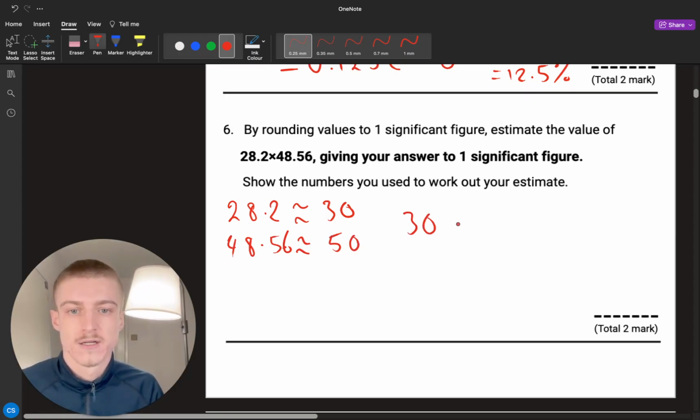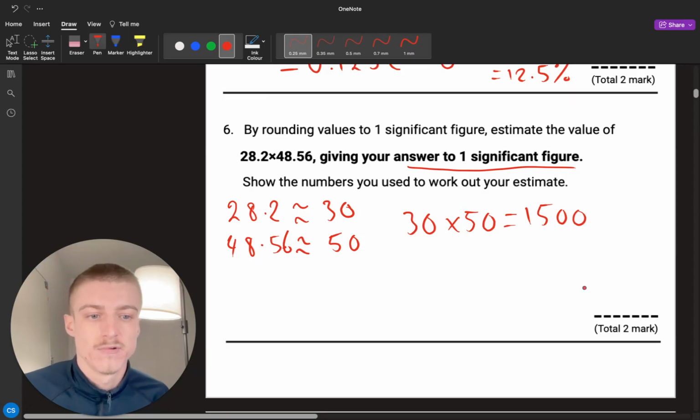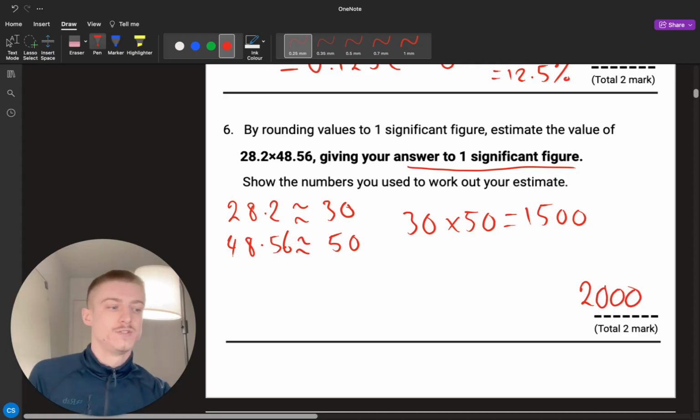So we're going to do the calculation of 30 times 50. 3 times 5, 15, adding on our 2 zeros, 1500. But give your answer to one significant figure as well. 1500 rounded to one significant figure is going to round up to 2000. Lovely jubbly.